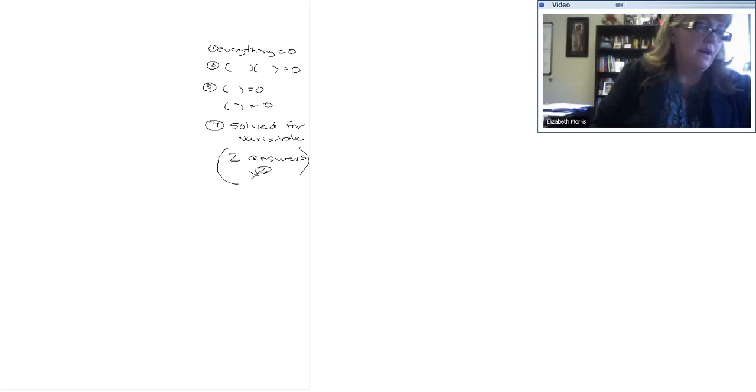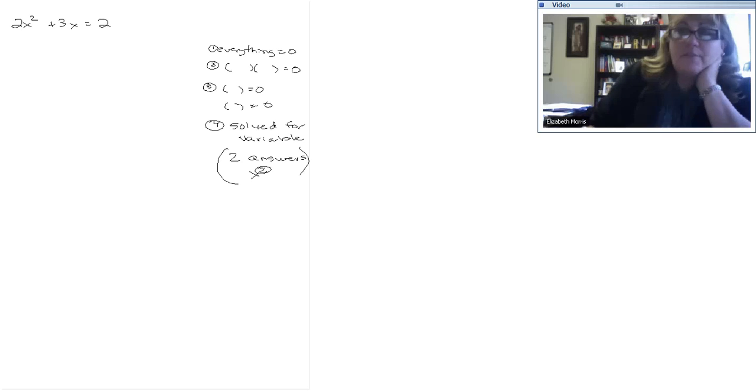All right. So what if I had 2x squared plus 3x equals 2? All right? The first thing I have to get is everything on one side, 0 on the other. So I need to move this over. And the way I move it is I subtract it. So I get 2x squared plus 3x minus 2 equals 0.